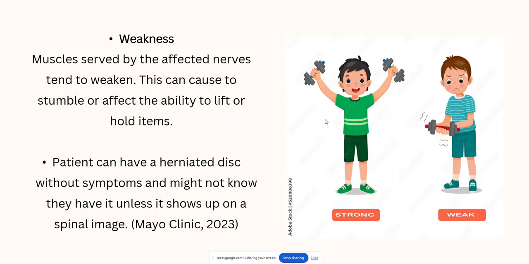Weakness. Muscles served by the affected nerve tend to weaken. This can cause stumbling or affect the ability to lift or hold items. The patient will find it difficult to do their activities and to hold heavy things. A patient can have a herniated disc without symptoms and might not know they have it unless it shows up on a spinal image.